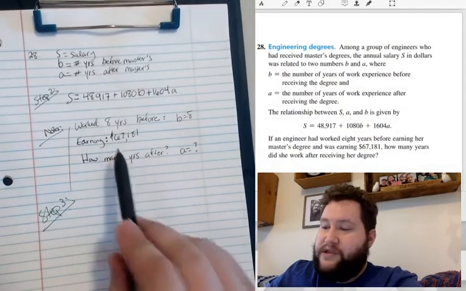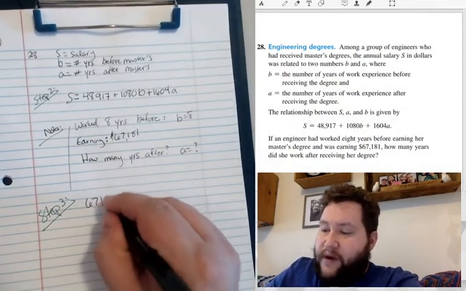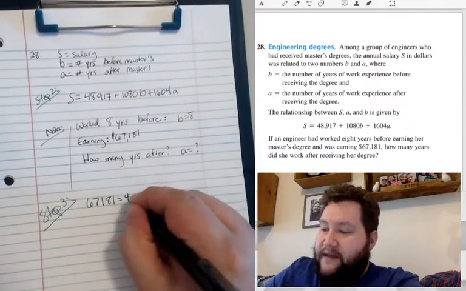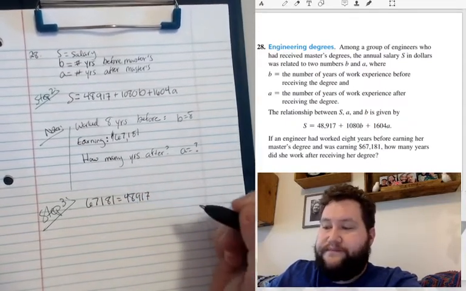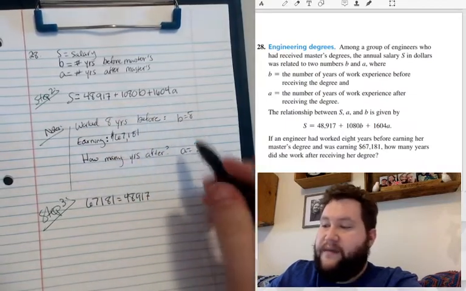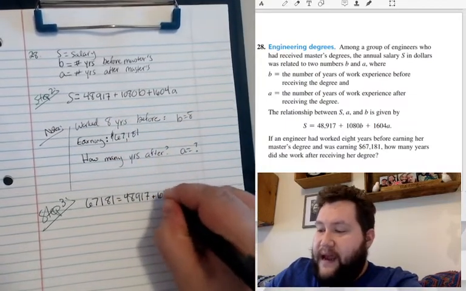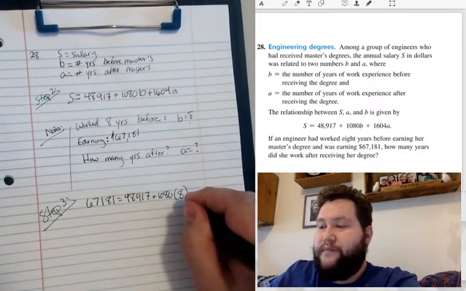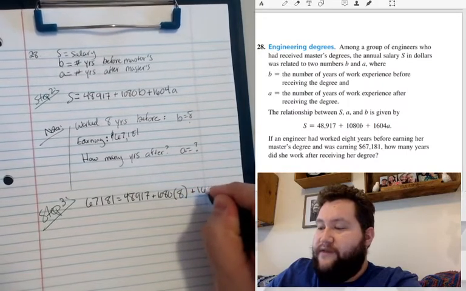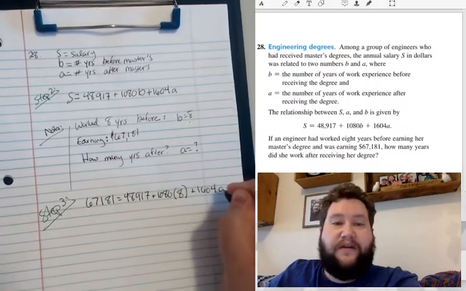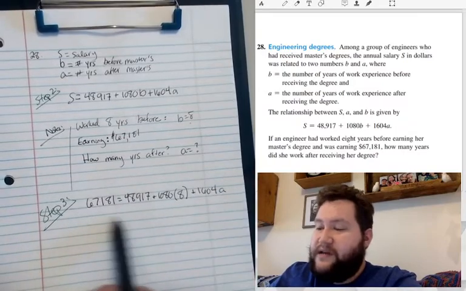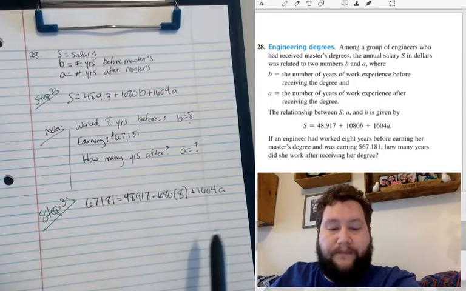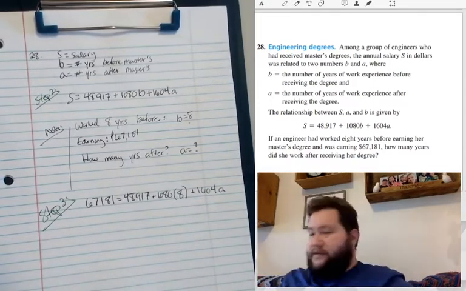Salary is known. She's earning $67,181. That's equal to 48,917 plus 1080 times the number of years before, and B is 8, plus 1604 times A. A is our unknown. And so this is our equation that relates all of our knowns to our unknown. And now it says to go ahead and solve this equation.